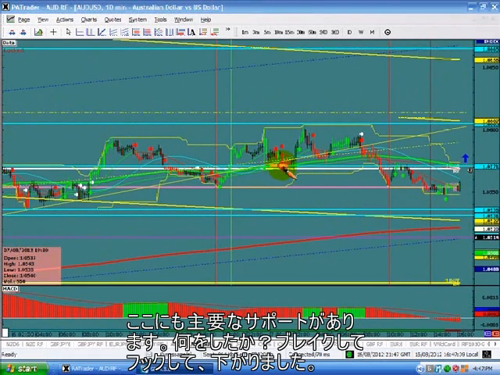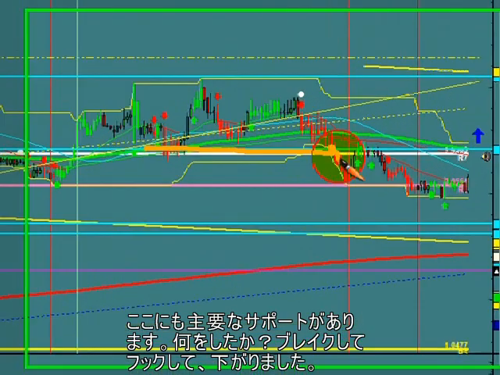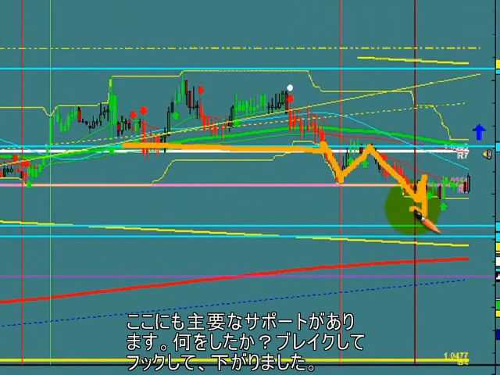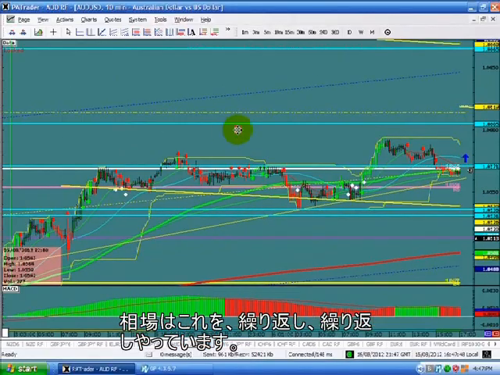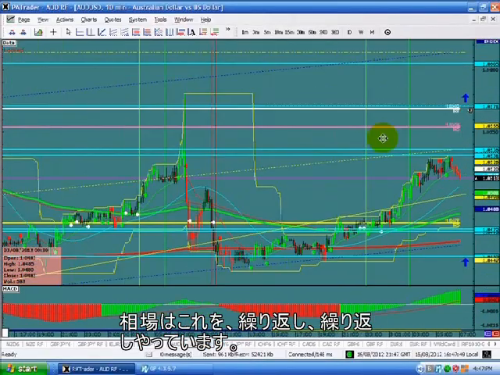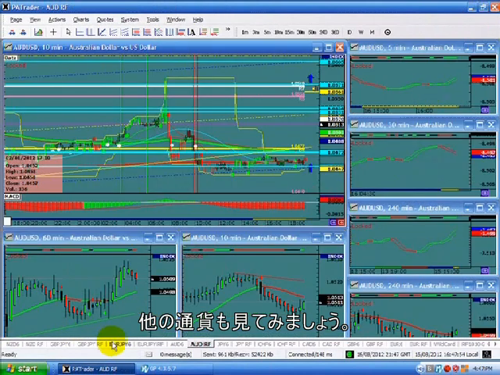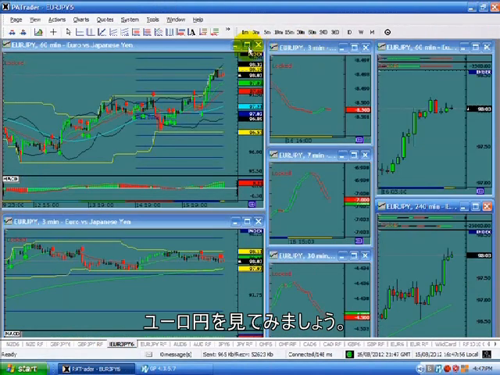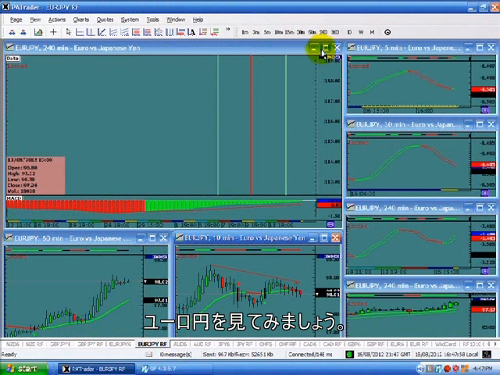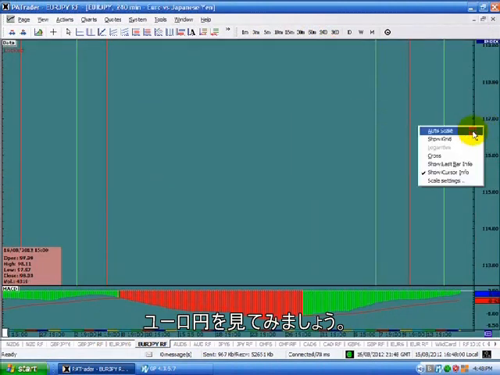Here's a specific line. There's a support line running right here. What does it do? It breaks, it hooks, and it goes right there, see? They do this over and over and over again. Let's get off this currency. That's the Aussie. Let's go to something else. Maybe let's go to the Euro Yen. Let me go to a chart where it's got some lines on it.